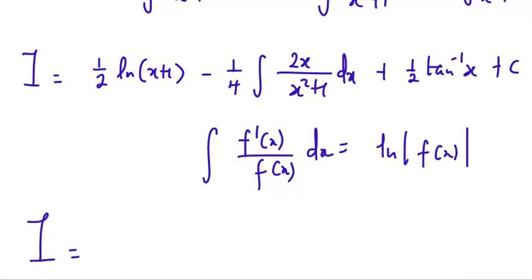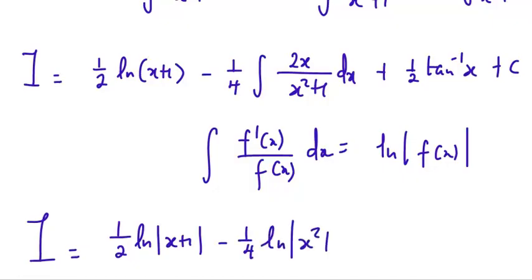Therefore, we have I equals 1 by 2 ln of x plus 1 minus 1 by 4 ln of x squared plus 1. This will always be positive, right? So there's no problem with that.